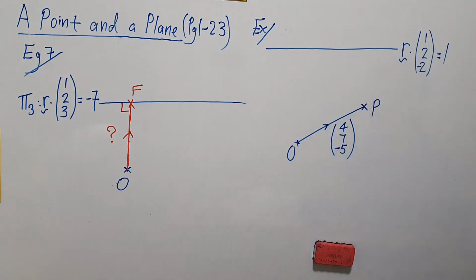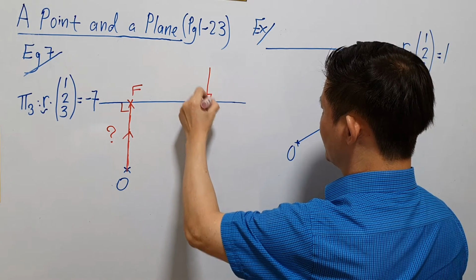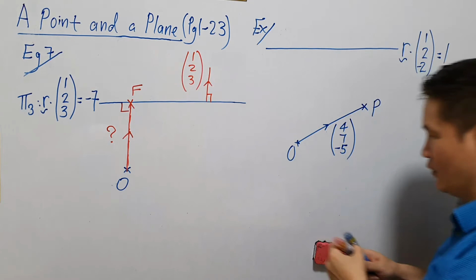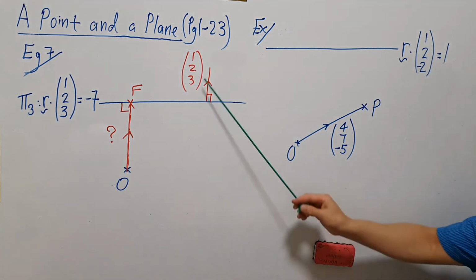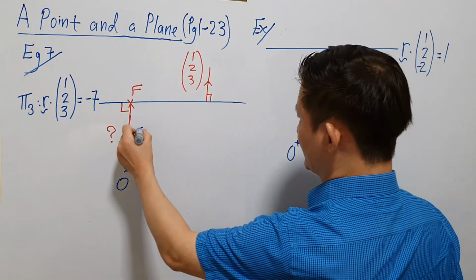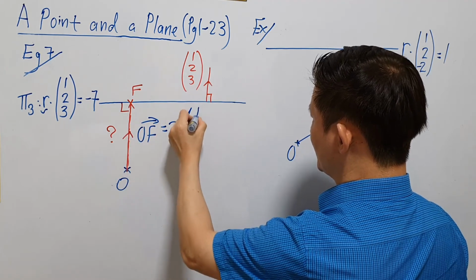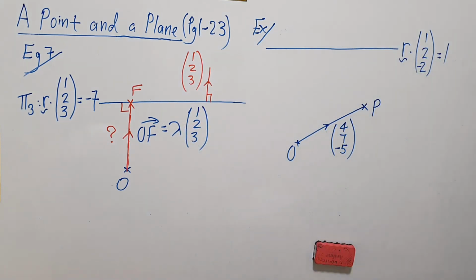Now, to find the foot of perpendicular from the origin to a plane, we want to start off by noticing that this vector (1, 2, 3) is actually perpendicular to the plane. It can be drawn like this. And then you look at the vector OF, you realize that OF and this vector are parallel. For that reason, I can say that my vector OF will look like this, a multiple of (1, 2, 3).